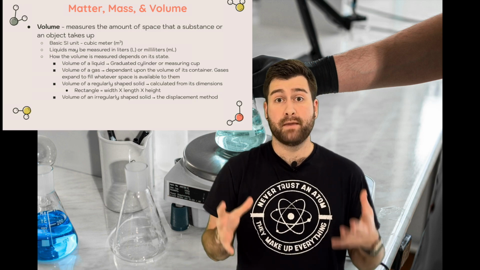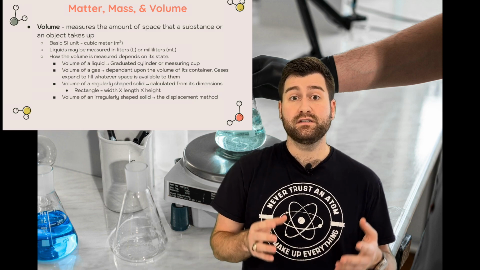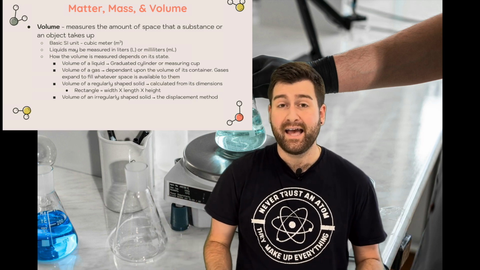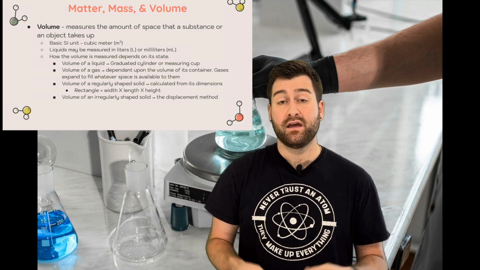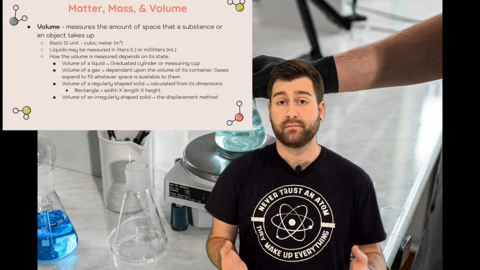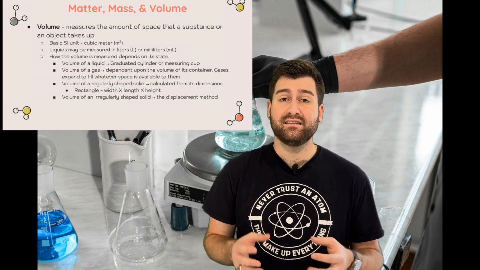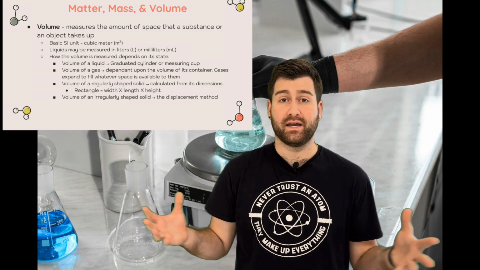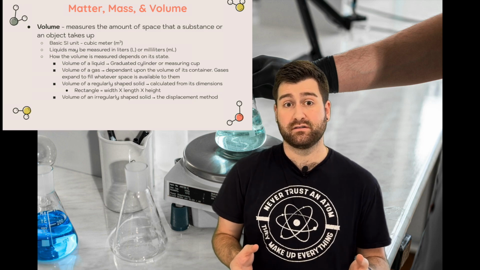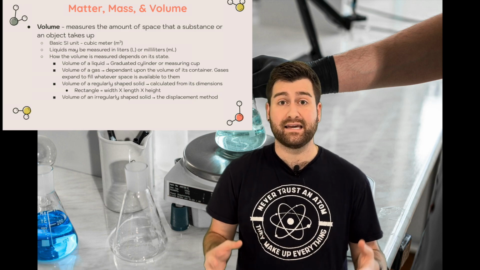Now, just like we talked about measuring mass, we're going to talk about measuring volume. How the volume is measured depends on its state, and I don't mean state like Pennsylvania or New York. I mean its phase state. The volume of a liquid is measured using a graduated cylinder or a measuring cup. The volume of a gas is dependent upon the volume of its container, because gases expand to fill whatever space is available to them. The volume of a regularly shaped solid is calculated from its dimensions. For example, the volume of a rectangle is calculated by multiplying width times length times height.